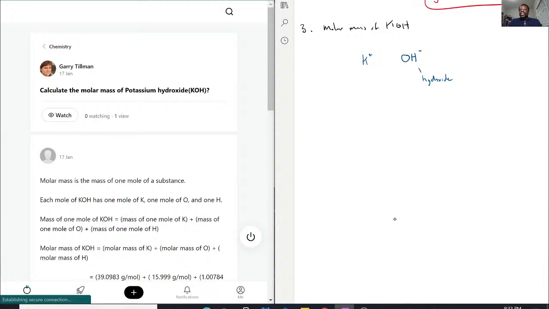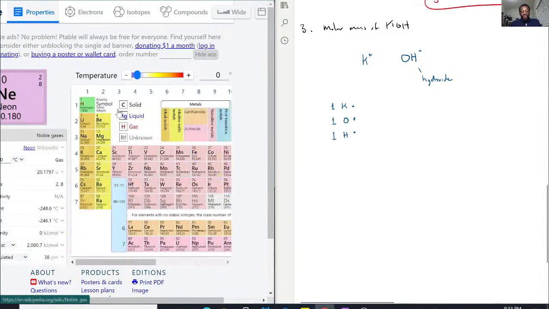Now with that being said, this question is asking for the molar mass. So here is where we have to list out our constituents so that we can actually add them up together to get the molar mass. So we have 1 potassium, 1 oxygen, and 1 hydrogen. So for this one, it's relatively straightforward because there's only one of each. But you have to make sure you add everything correctly.